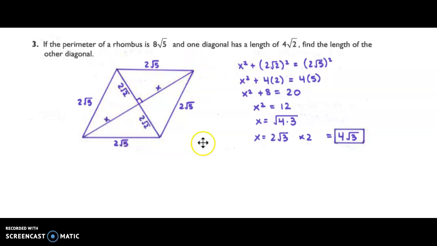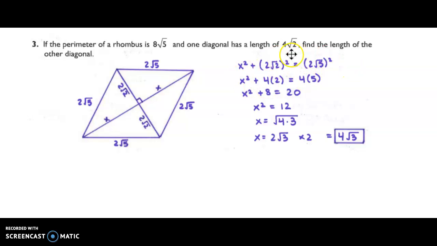If the perimeter is given to you, right, notice 8 root 5. So if you divide that by 4, that's how we got 2 root 5 for each of these sides, because 8 divided by 4 is 2, okay? And then one diagonal has a length of 4 root 2. Find the length of the other diagonal. Okay, so if it's 4 root 2, then each of these segments must be 2 root 2, cutting it in half. Okay. And then I think here we looked at maybe this triangle or this triangle, doesn't really matter.